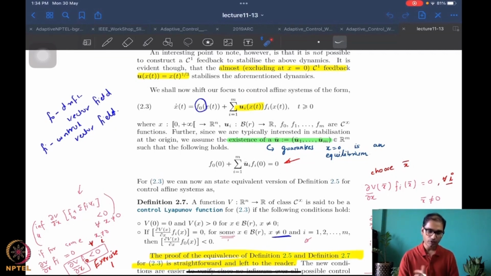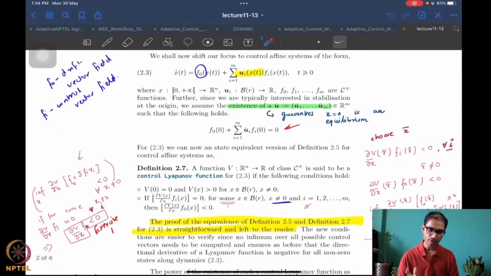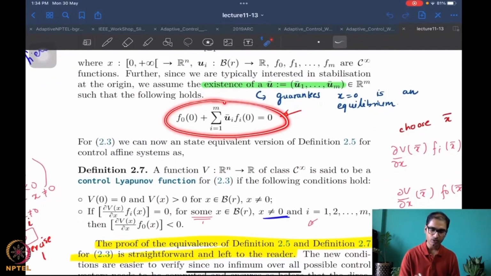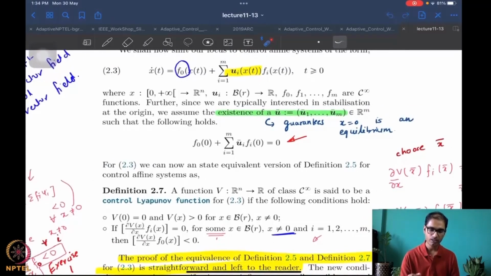Now for systems of this form 2.3, we of course first assume that there exists a u bar such that 0 is an equilibrium. We of course want to talk about the zero equilibrium stability, and therefore we want the existence of a u bar such that 0 is in fact an equilibrium.